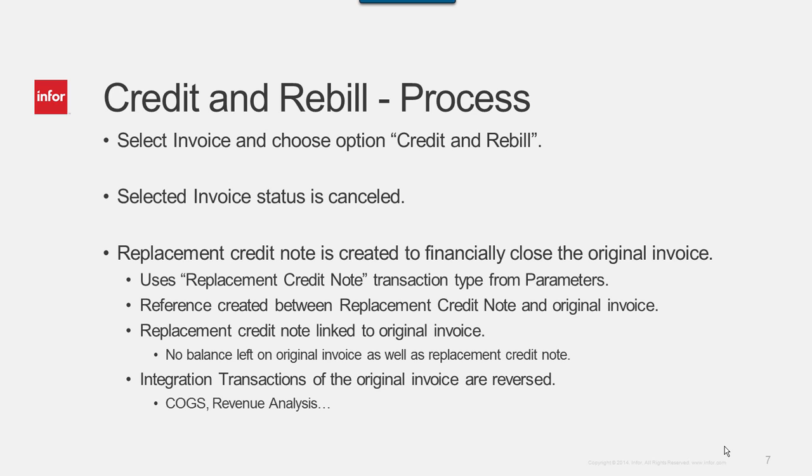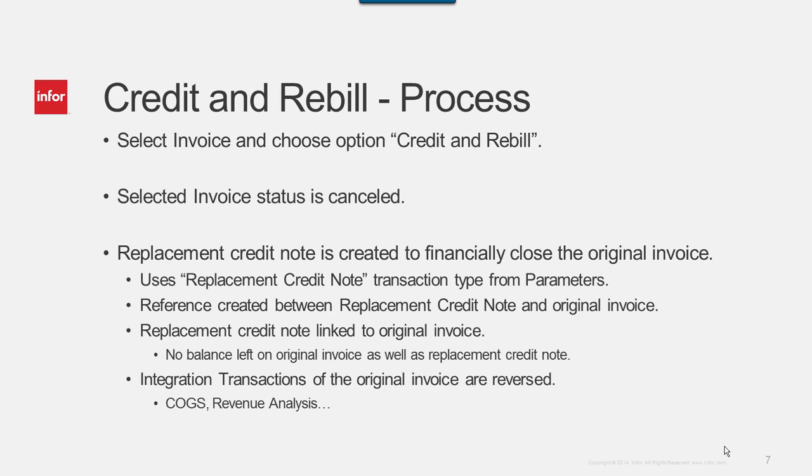Let's look at the credit and rebill process. In the invoices session, when an invoice is selected, the credit and rebill specific option or button is available. When this option is chosen, the selected invoice status is set to cancelled. A replacement credit note is created to financially close this selected invoice. The replacement credit note uses the replacement credit note transaction type and series defined in the parameters. A reference is created between the replacement credit note and the selected invoice.